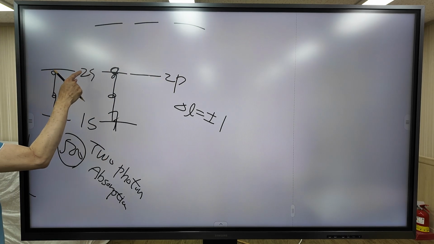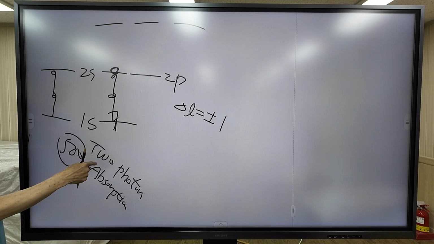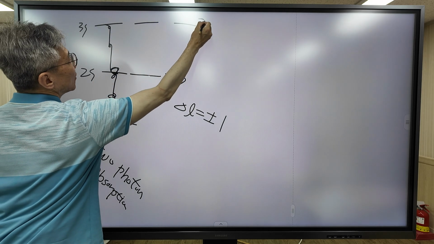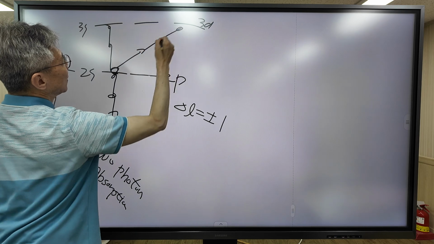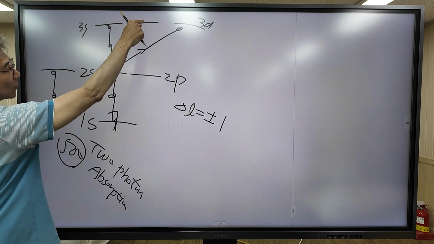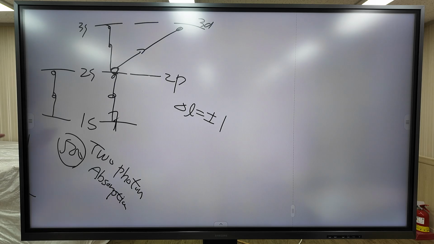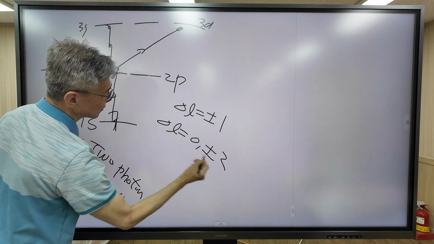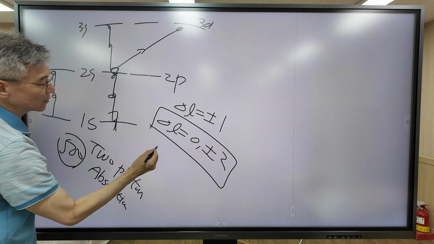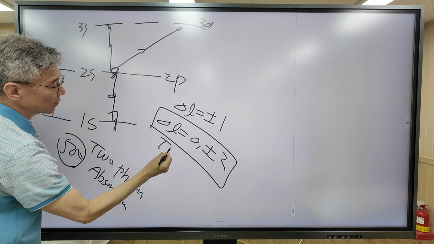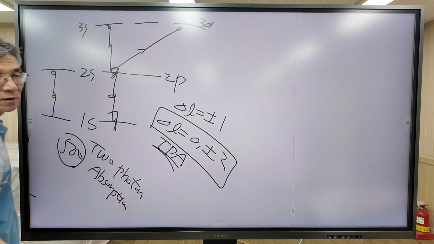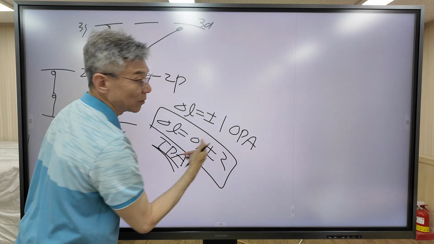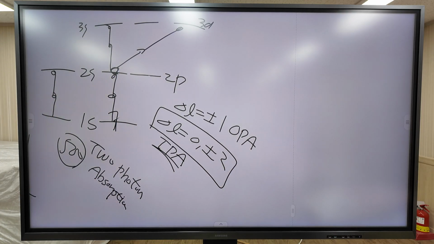If an electron in a 2s state undergoes two photon absorption, the electron goes to 3s state or 3d state. The electron in a 2s state cannot go to 2p state. So the selection rule changes to 0, plus minus 2. This is the selection rule for two photon absorption. This is the selection rule for one photon absorption. So that selection rule changes.